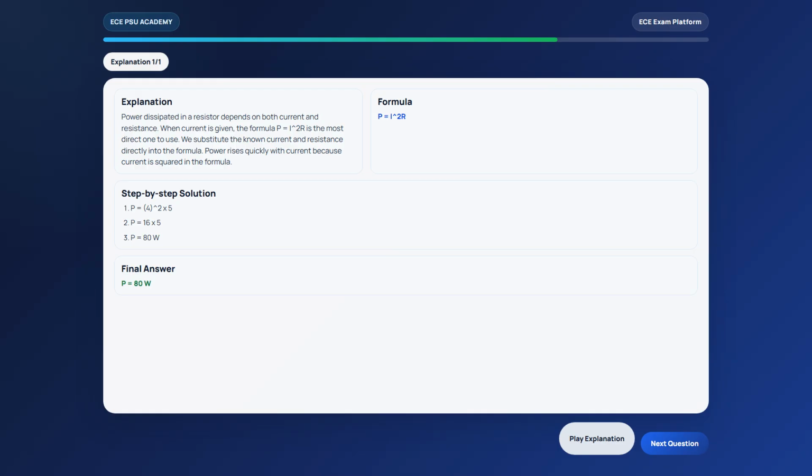We substitute the known current and resistance directly into the formula. Power rises quickly with current because current is squared in the formula. Power equals current squared R. Since current and resistance are already given, we can use the direct power formula. Now calculate, power equals 4 squared x 5.